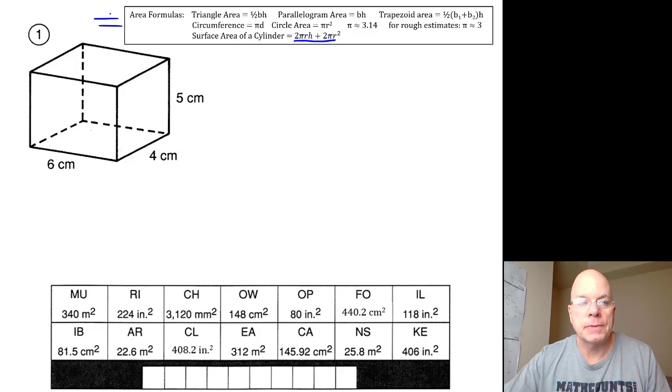There's a reference for formulas on the assignment, and then other than a cylinder, every other polyhedron, whether it's a prism or a pyramid, is just made up of polygons by definition. So you find the area of the polygons making up the surface, and you'll have the surface area.